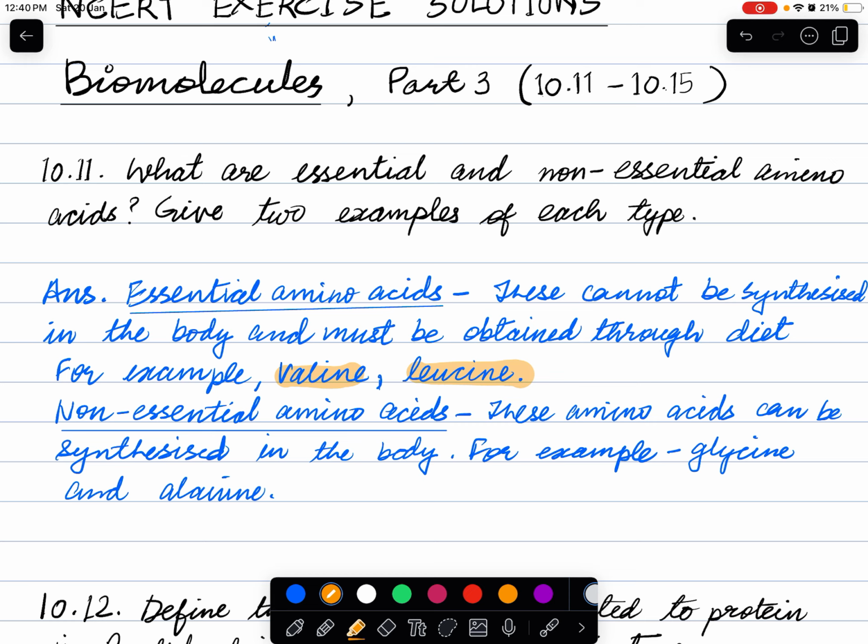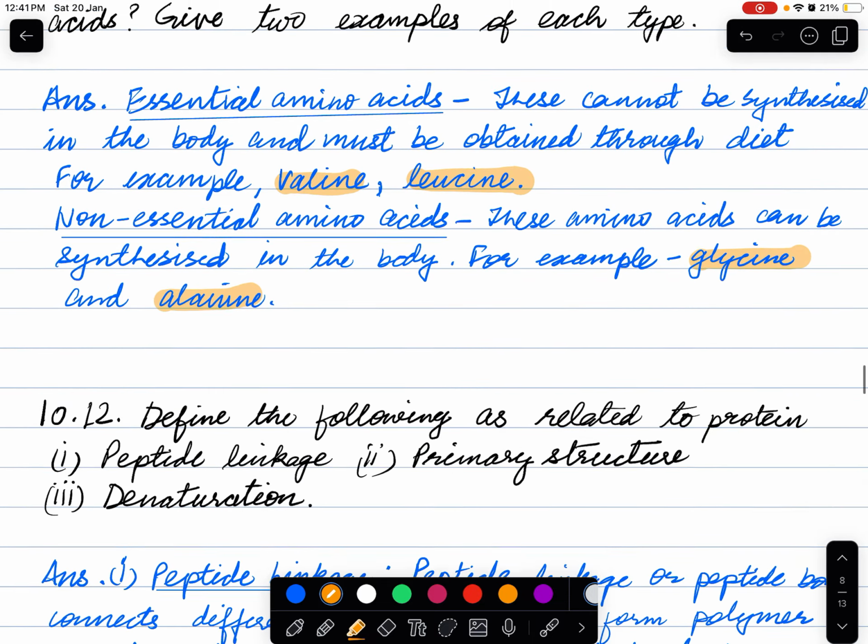Now those amino acids which can be synthesized in our body, and therefore are not required to be supplemented through diet, are called non-essential amino acids. Two examples of these are glycine and alanine. So this is all about essential and non-essential amino acids.